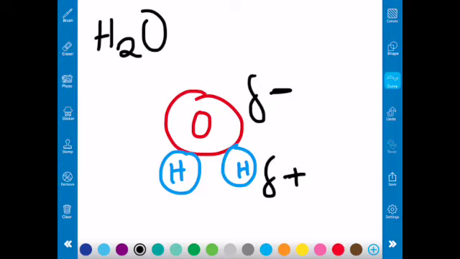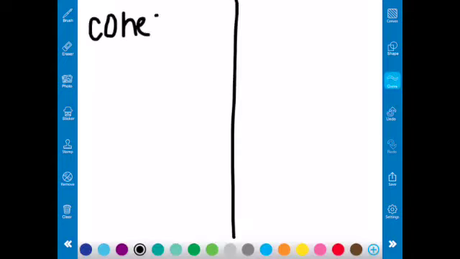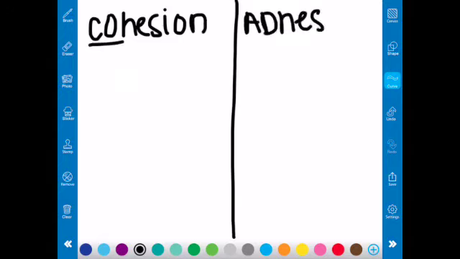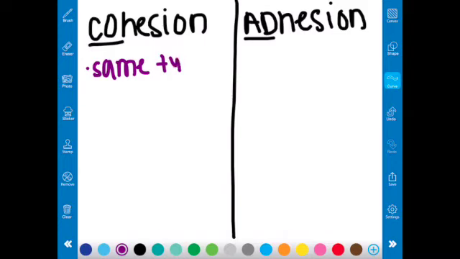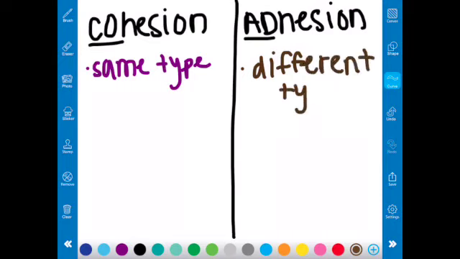So, water's ability to create hydrogen bonds gives it the properties of cohesion versus adhesion. Now, these are important to remember because cohesion is hydrogen bonding between two molecules of the same type. And adhesion is bonding between two molecules of different types, as you can see here, right? So now cohesion is responsible for phenomena like surface tension.